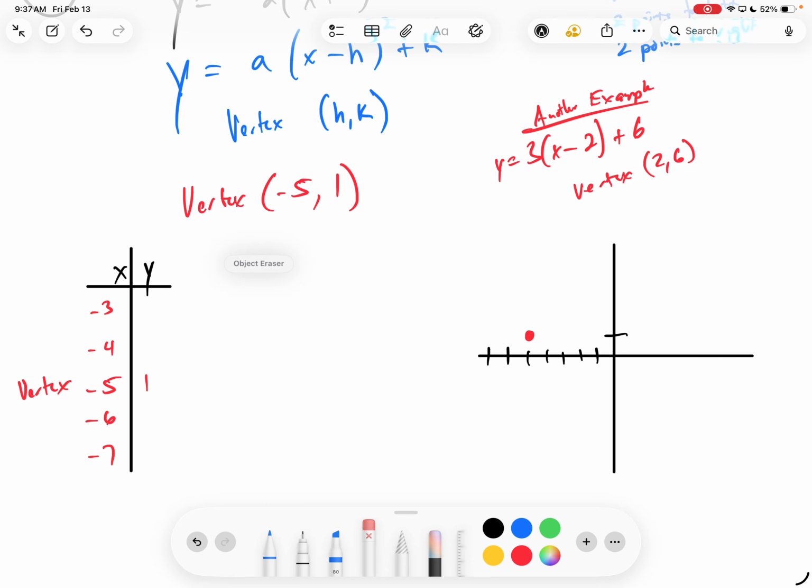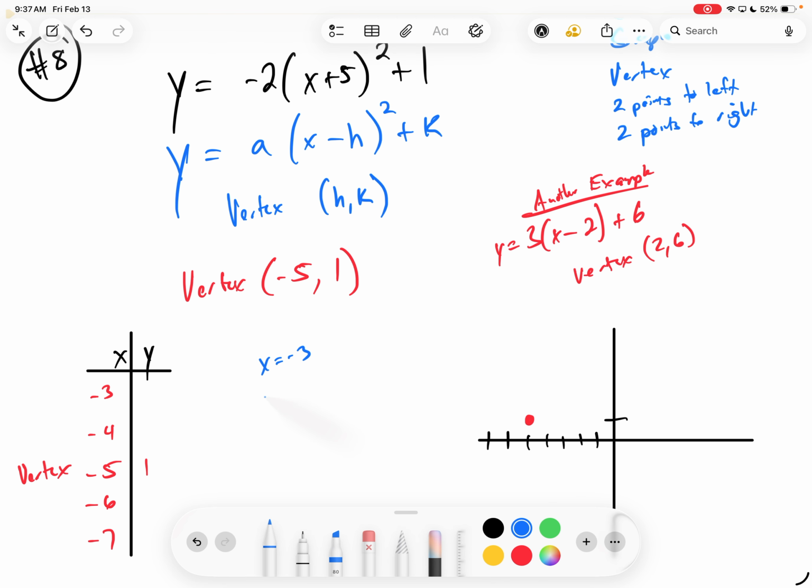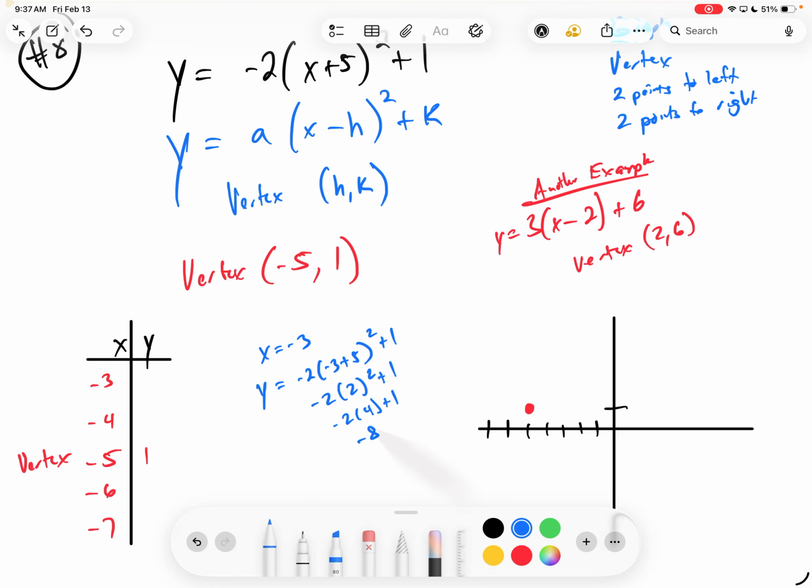So when I plug in x equals negative 3 to this equation, I get y equals negative 2 times (negative 3 plus 5) squared plus 1. That would be negative 2 times 2 squared plus 1, negative 2 times 4 plus 1, negative 8 plus 1, y equals negative 7.